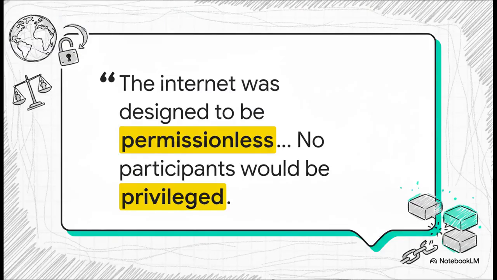To really grasp why this vacuum matters so much, we've got to remember the original dream. As Chris Dixon points out in his book Read, Write, Own, the internet was designed to be permissionless. No participants would be privileged over others. It was supposed to be this egalitarian paradise. Anyone could build, anyone could connect. But because the network physically couldn't remember who owned what, that egalitarian paradise ended up being incredibly vulnerable.